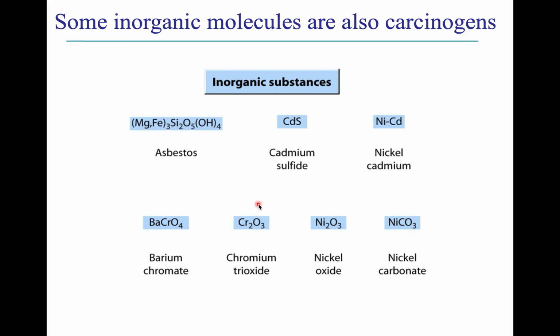And then lastly, I just want to point out that there are inorganic substances that can also be considered chemical carcinogens. You can see a short list of those here, but for example, we already discussed asbestos a little bit, which is an inorganic.